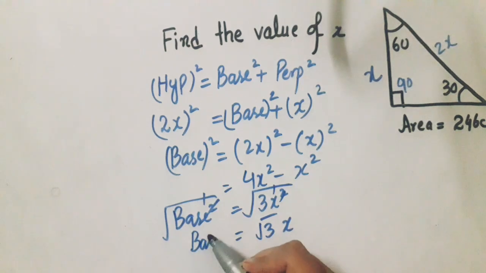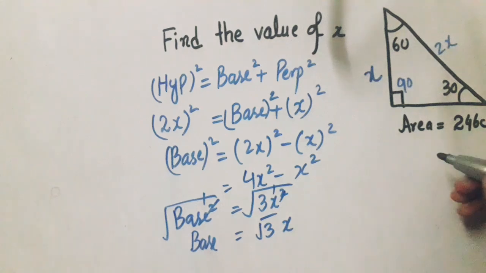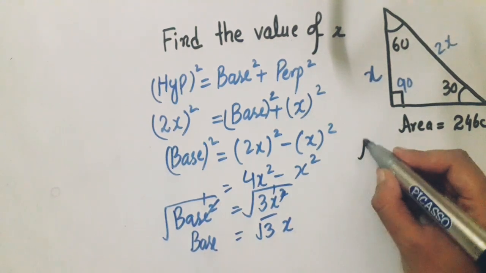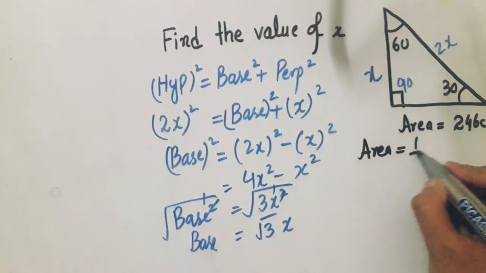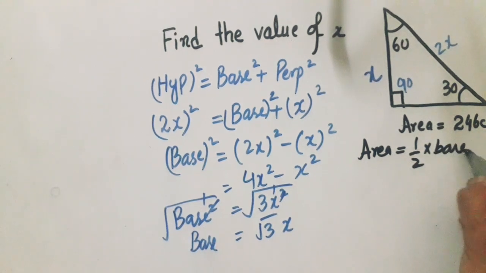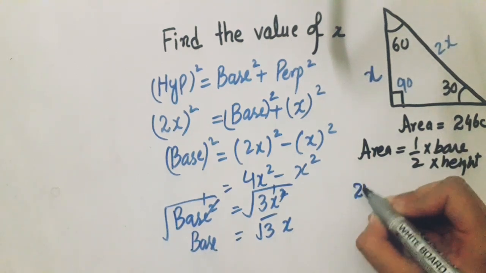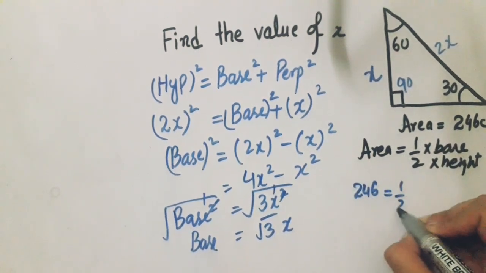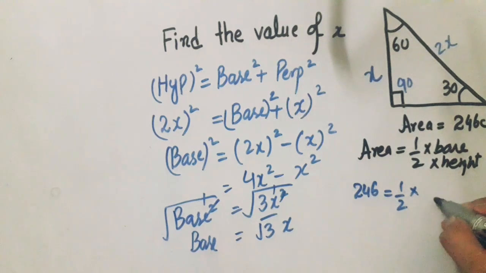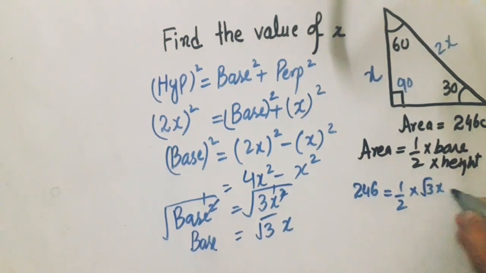Then we will apply the formula of area. According to that, area equals 1 by 2 multiplied by base multiplied by height. Now substitute all the values in this. The area value is given, that is 246. So 246 equals 1 by 2 multiplied by the base, square root 3 x, multiplied by the height, that is x.